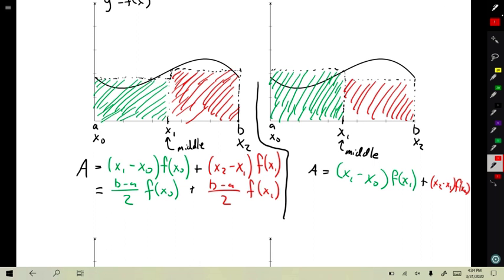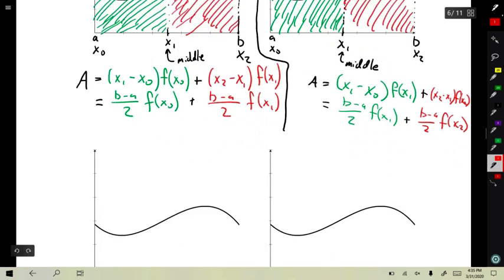And so if I want to, again, think about the fact that x1 is in the middle, I can rewrite this in our usual color scheme. So this is now going to be x1 minus x0, that distance is (b minus a) over 2, times f of x1. And the base of the right rectangle is x2 minus x1, which is also (b minus a) over 2, times f of x2. Great, so we have some formulas for some right and left endpoint approximations with two rectangles now.